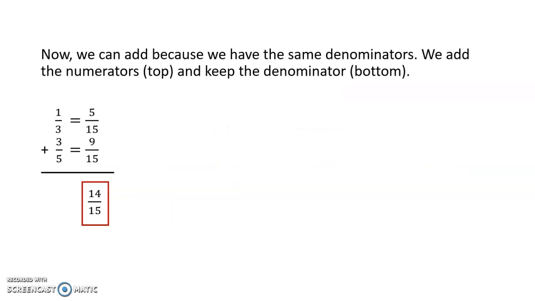Now we're ready to add because our denominators are the same. So in adding the fractions, we add the numerators, or the tops, and we keep the denominator, or the bottom. So 5 plus 9 gives us 14, keeping our denominator of 15. We have a fraction of 14 over 15, which is our answer for this particular problem.